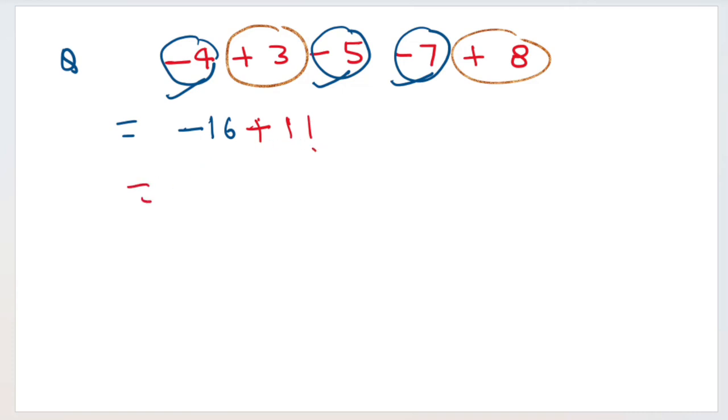Now one is positive and another is negative, so we will subtract. So 16 minus 11 is 5, and the result will occupy the sign of the greater number, so negative 5. When I am saying greater number, I am comparing 11 and 16. I am not considering the negative sign.